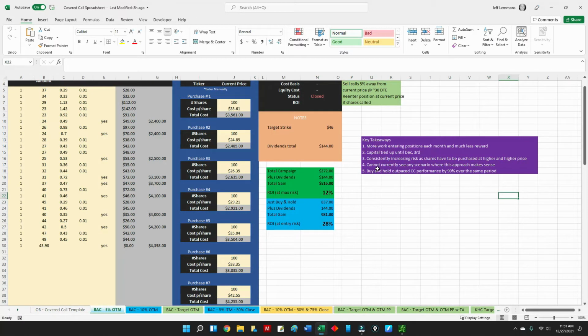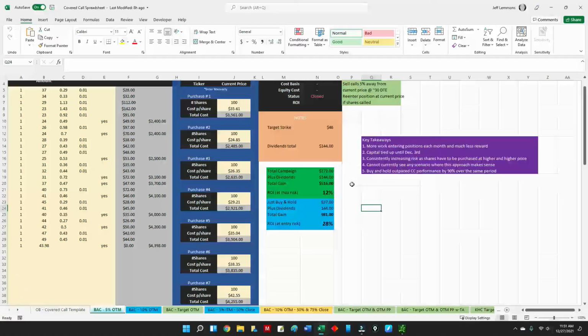My ultimate takeaway was I cannot currently see any scenario where this approach makes sense. Buy and hold outpaced the covered call performance by 90% over the same period, assuming my percentage calculation is correct. You can see right here, the return on investment was 28% to just buy and hold the shares, and the return on investment doing the covered call was only 12%. Worth noting, though, is that they were both positive. I should also say that right after the coronavirus, we saw a huge bull market take place, and many companies were able to climb back over their peak before the coronavirus pandemic.